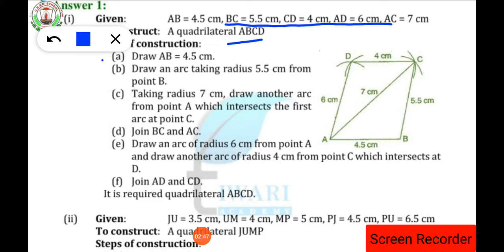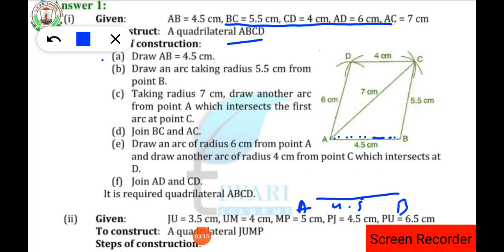In the first step, draw a line AB of 4 centimeter. Suppose this one is the line AB of 4 centimeter. Clear? Sorry, 4.5 centimeter, not 4 centimeter. We have to draw a line segment with the help of our scale and pencil on your copy, that is 4.5 centimeter. Clear? Name the end points of this line as A and B.